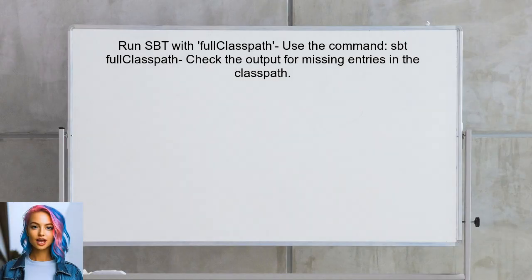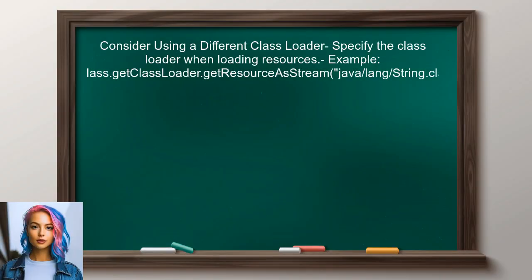Additionally, the user can try running SBT with the full class path command. This command will display the complete class path being used by SBT, helping to identify any missing entries. Finally, if the user still encounters issues, they might consider using a different class loader explicitly in their code. This can be done by specifying the class loader when loading resources, which may help in resolving the loading problem.